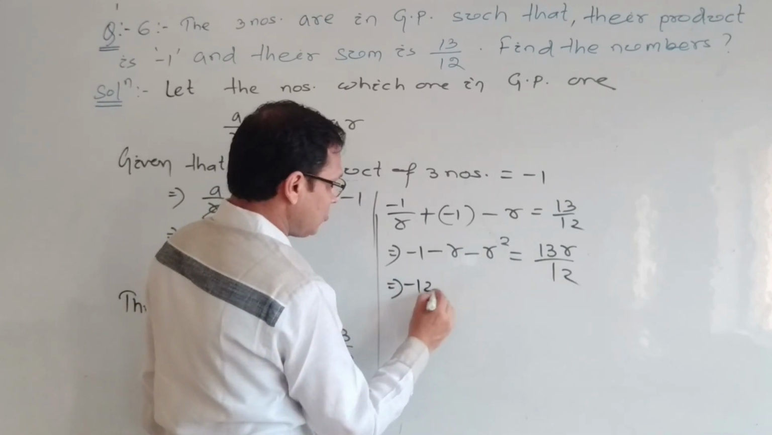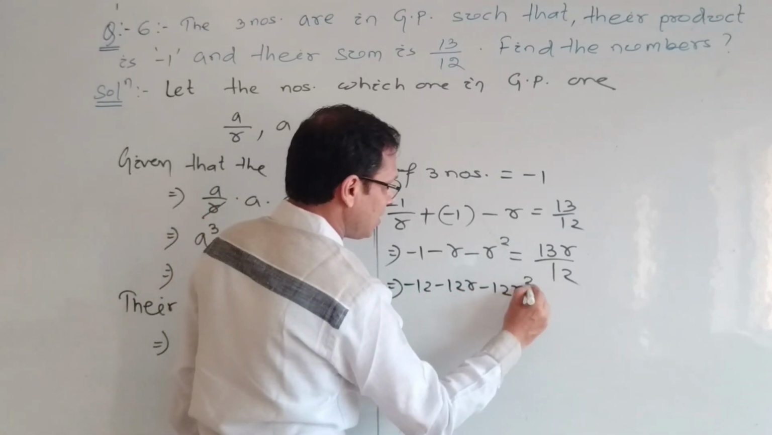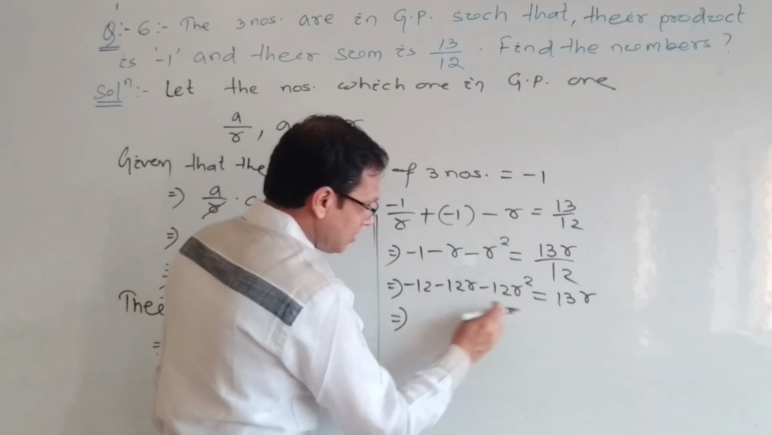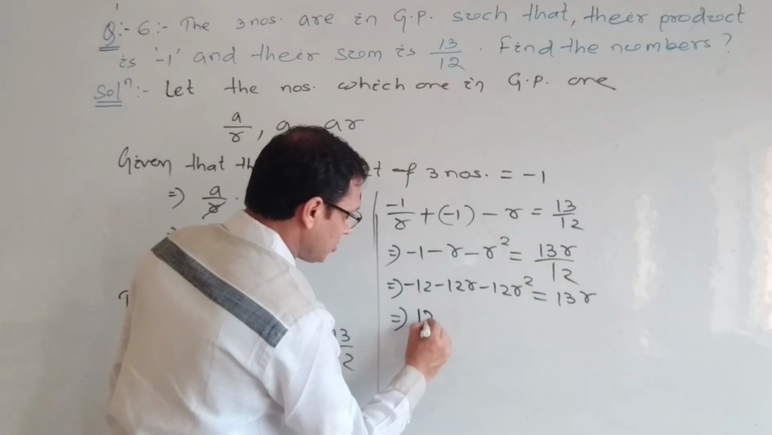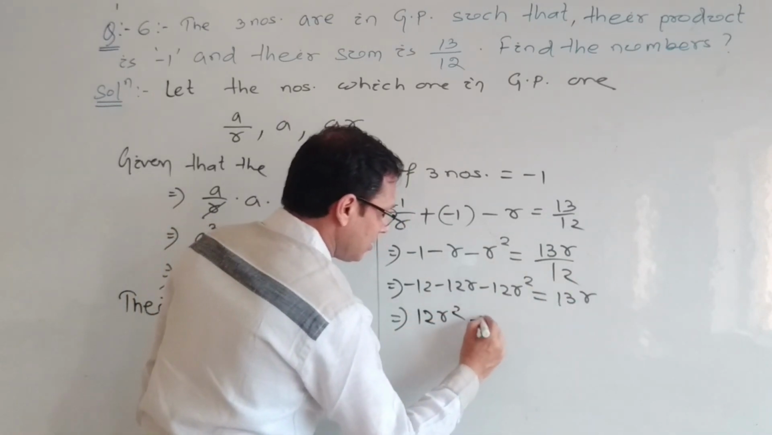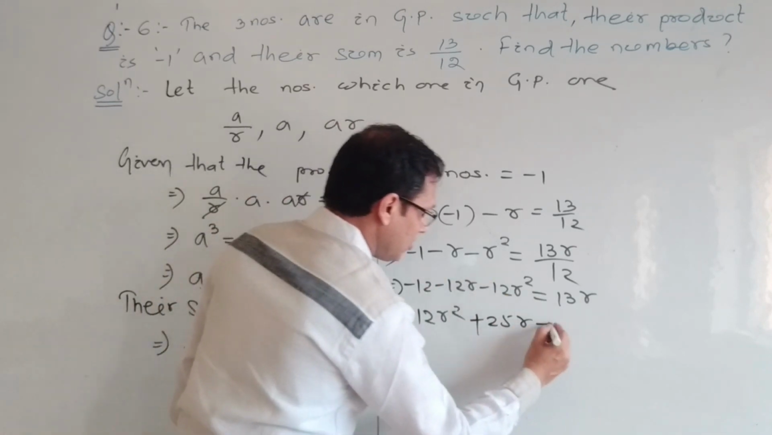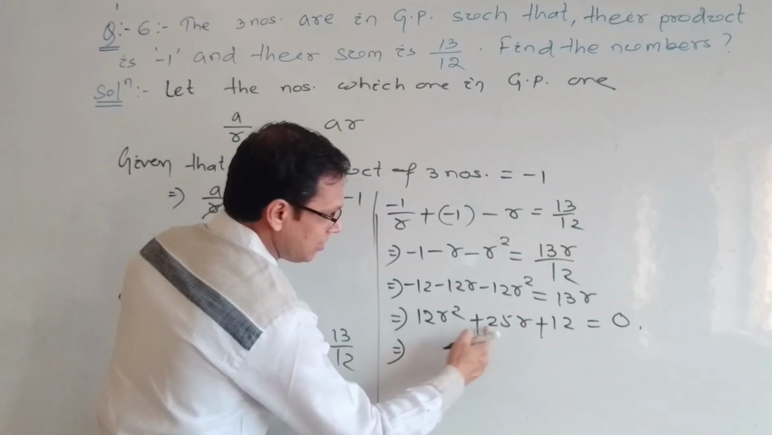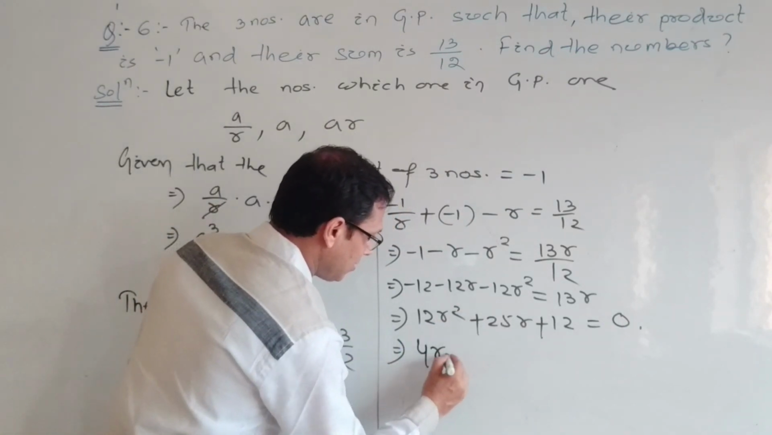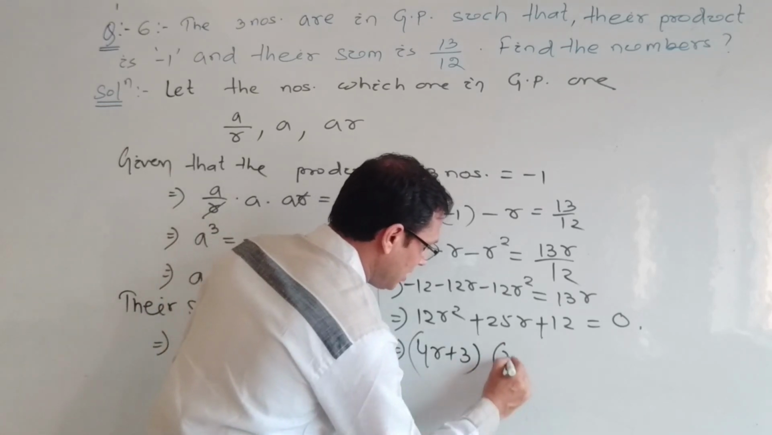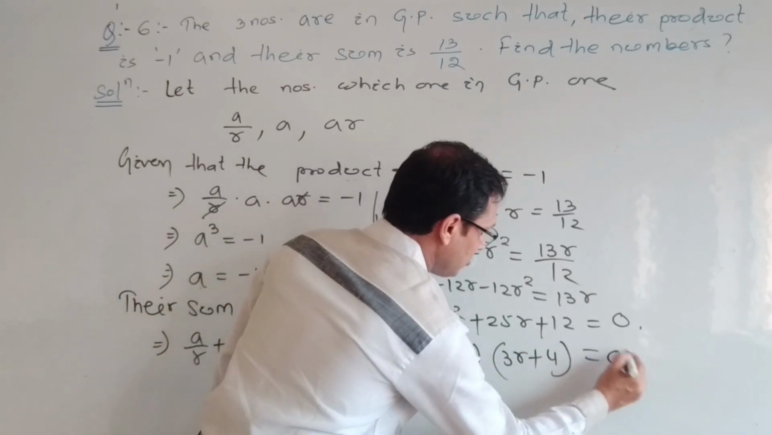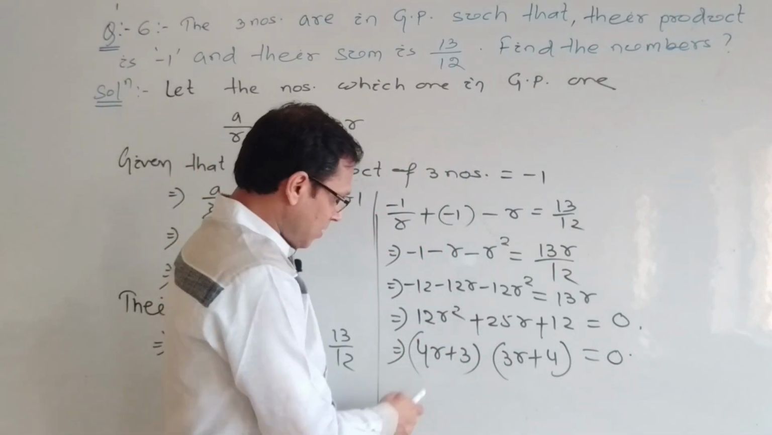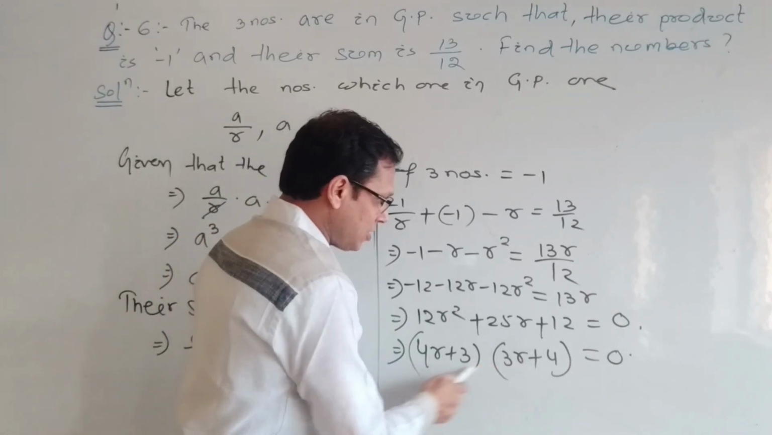In other words, minus 12R minus 12R square is equal to 13R. Transferring these to the RHS, you will get 12R square plus 13R plus 12R, that is 25R plus 12 is equal to 0. By middle term factorization you can factorize all this: (4R plus 3)(3R plus 4) is equal to 0. You can factorize stepwise.